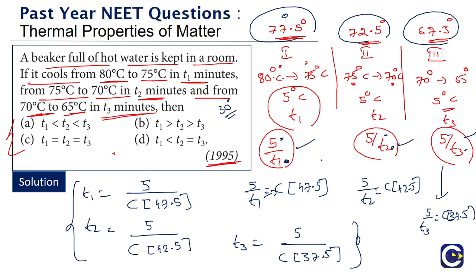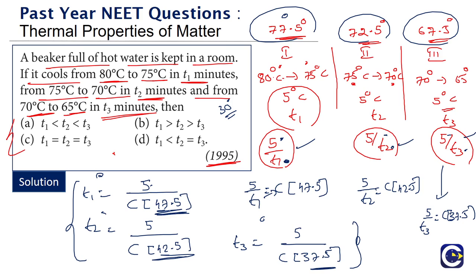temperature drop being the same. But if you have a different question, where the temperature drop values are also different, then this is how we actually have to proceed. Like this, we have to get the final expressions for T1, T2. Now we can see, in all the cases 5 by C is common. What is changing? Only the denominator. In the T1 case we have 47.5, the T2 case we have 42.5, the T3 case we have 37.5.